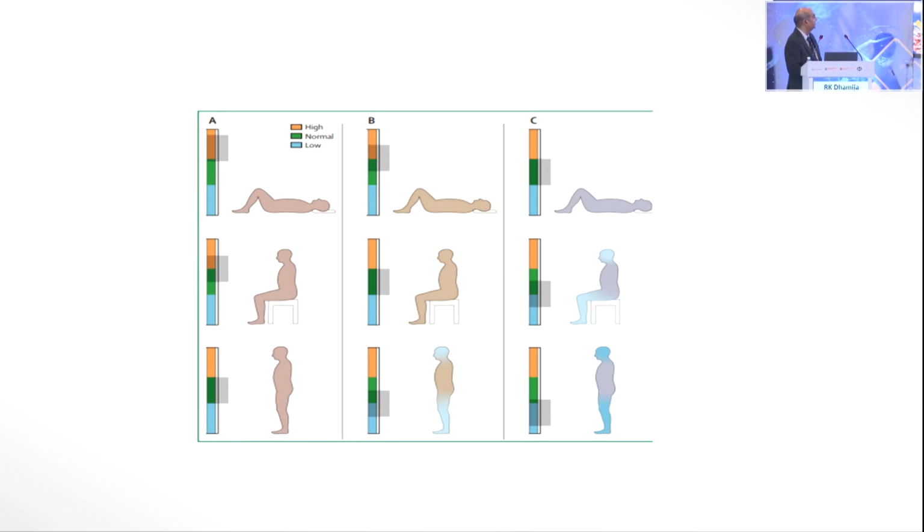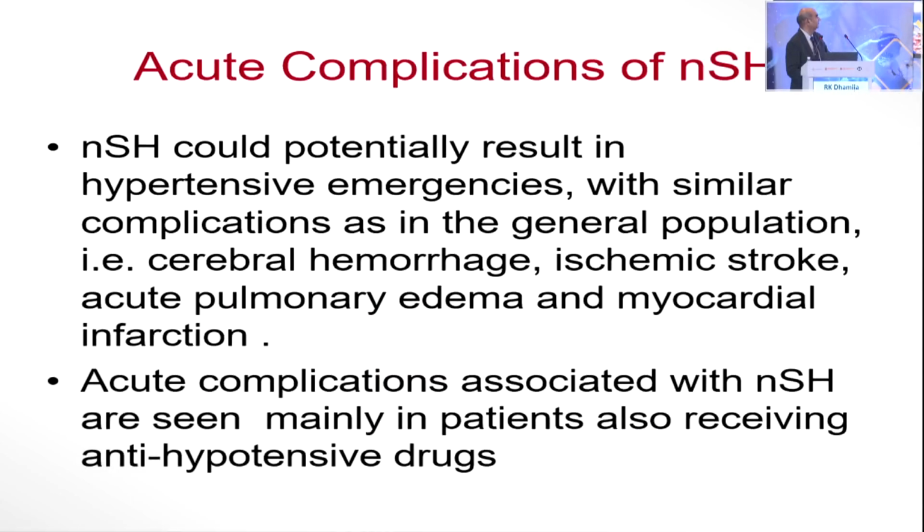So all these three scenarios you can see. This one is supine hypertension: while lying down the blood pressure is high, sitting is still high, while standing it is normal. So this is pure supine hypertension. This patient has supine hypertension as well as orthostatic hypotension: the moment he stands up, the blood pressure falls, sitting is normal, while lying down the blood pressure is again high. This patient has pure orthostatic hypotension: while lying down the blood pressure is normal, sitting is slightly low, and standing again shows a drop in blood pressure. So all three scenarios can coexist, or occur in isolation.